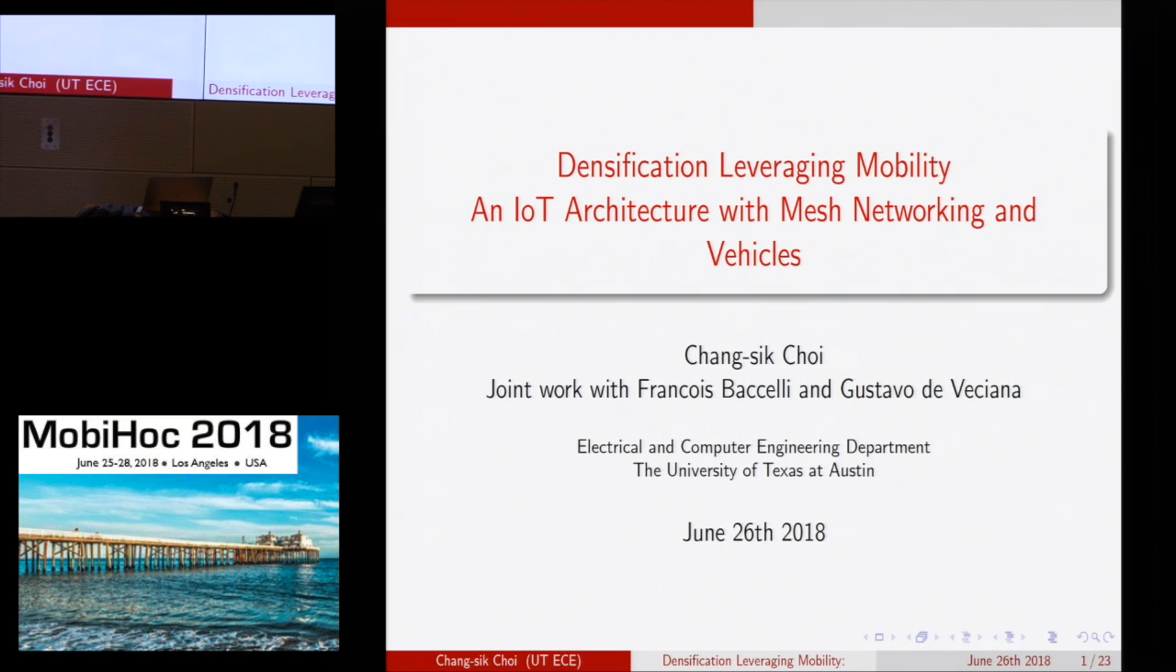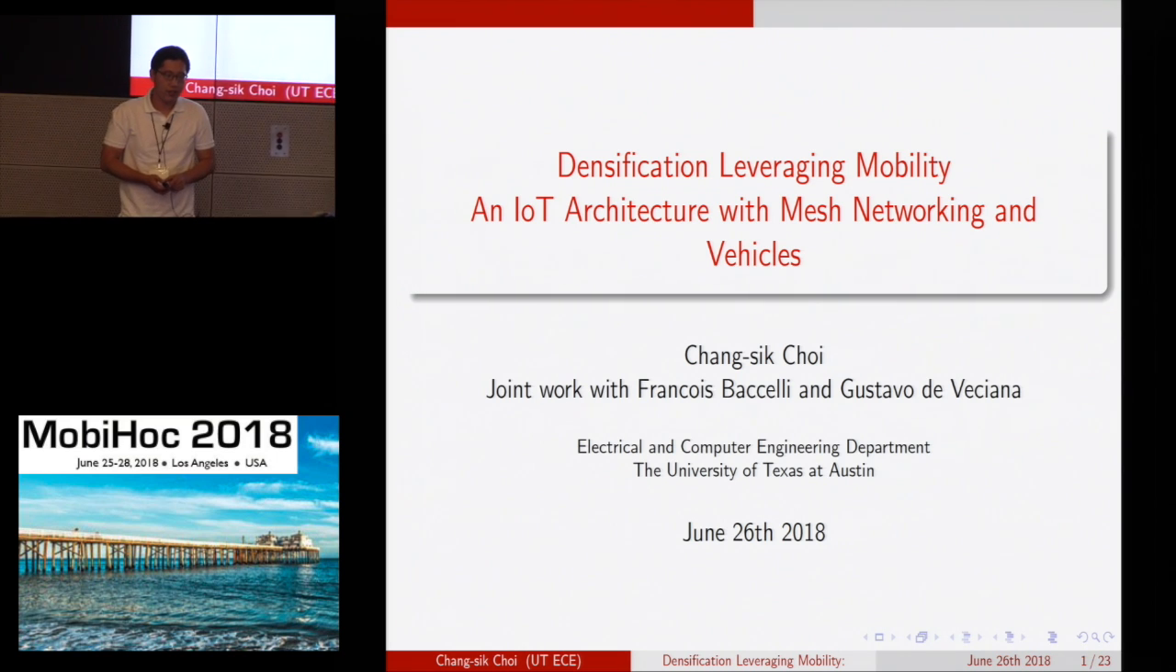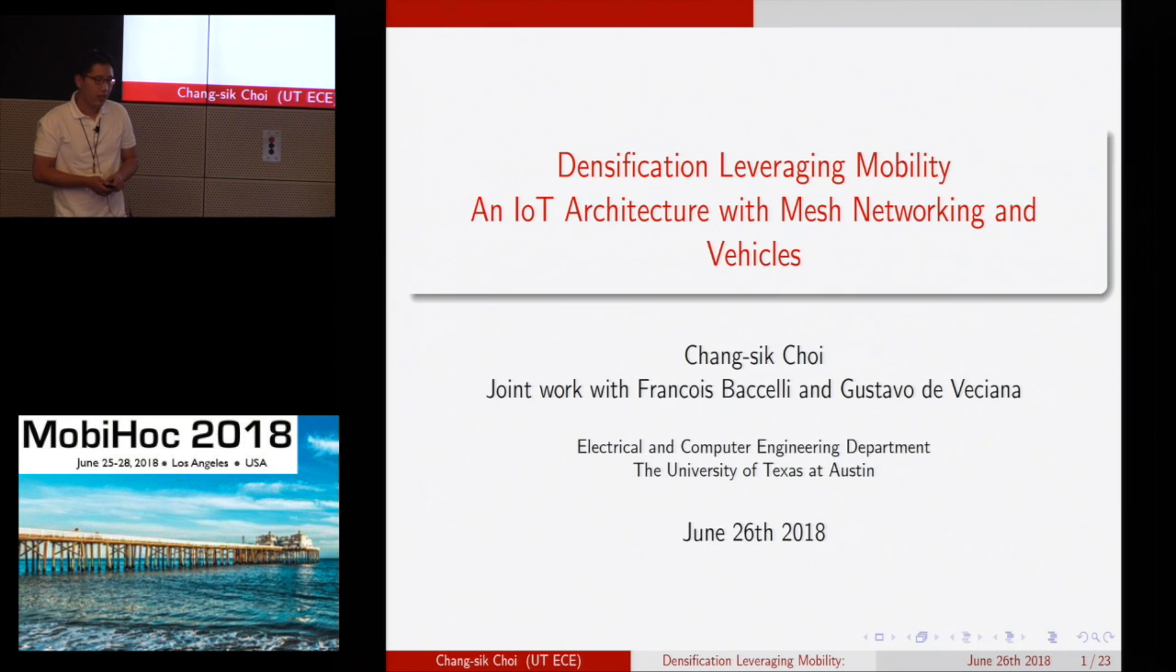So I'm a student from UT Austin, and this is joint work with Professor Francois and Gustavo. The title is Densification, Diverging Mobility. This is basically a study on how to use vehicles to collect and harvest the IoT data distributed across the spatial space.